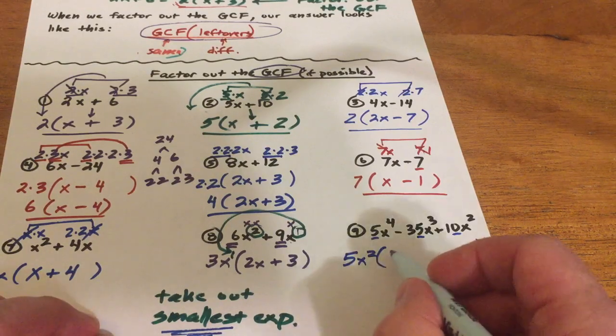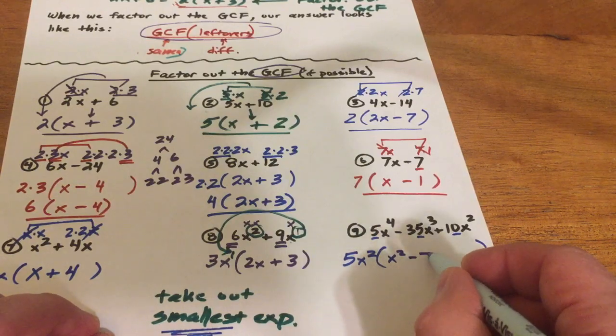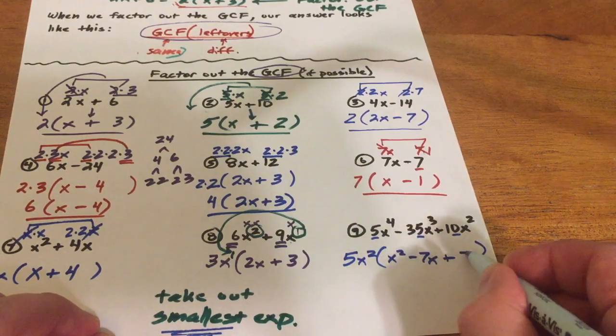Now everything else is going to be the leftovers, and this will end up being x squared minus 7x plus 2.